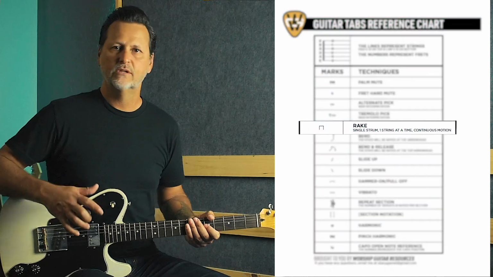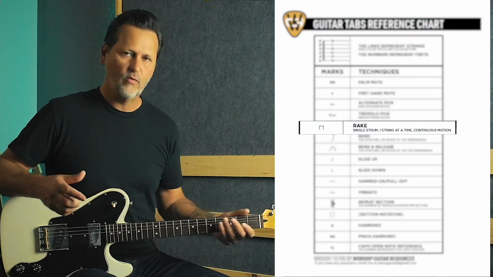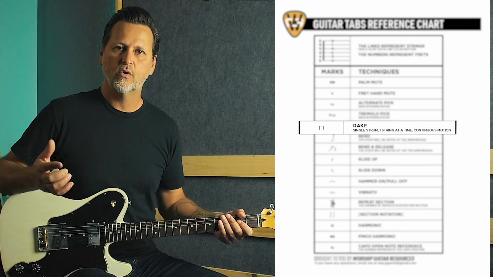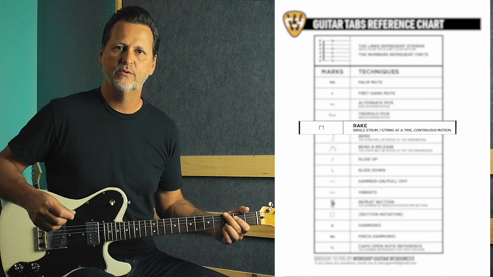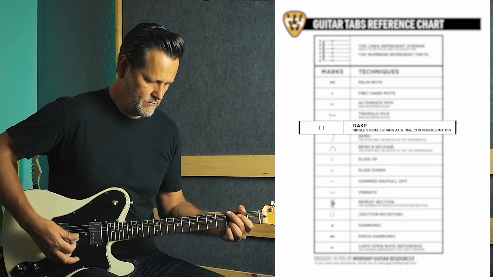Next we have a rake, which looks kind of like a staple. And a rake is a mark that'll go over a chord, and it just means you're going to hit one string at a time, but in a continuous motion. It could be like this.